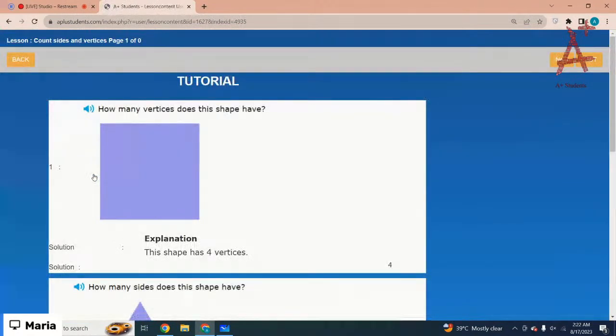Okay, how many vertices does this shape have? The straight lines are the sides, right? And where the straight lines connect make the vertices. So the shape has one, two, three, and four. So the shape has four vertices.